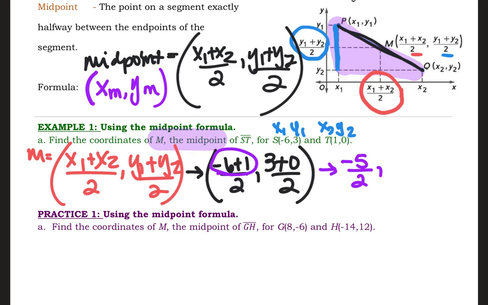What about the next one? 3 over 2. So I'm just carrying the denominator for now. Can you reduce or divide negative 5 over 2? Yeah. Well, I guess we could divide it.